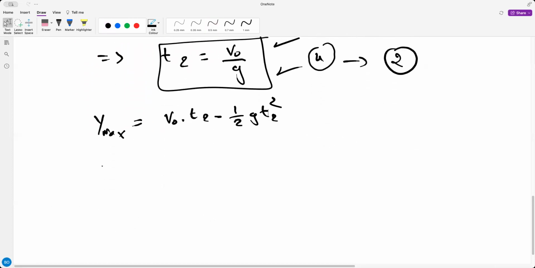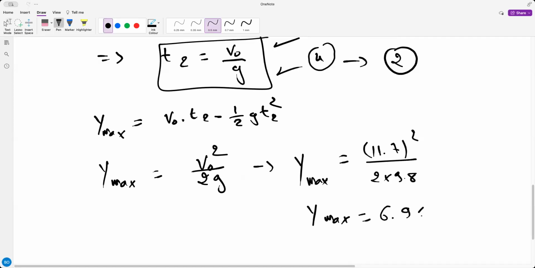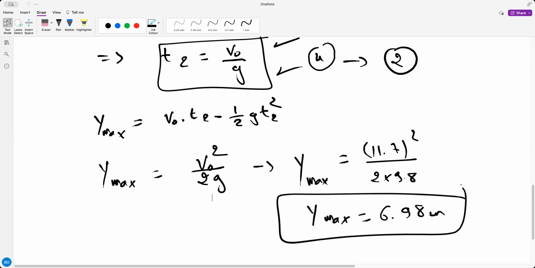This means that y max is equal to v0 squared over 2g, which is the maximum height. It will be 11.67 squared divided by 2 times 9.8, and y max is equal to 6.98 meters. This is an example of a free falling object.